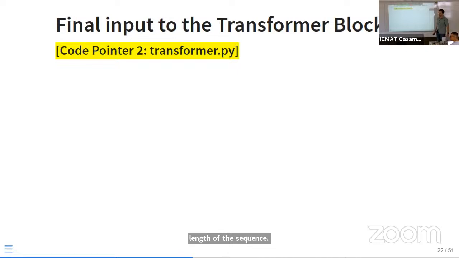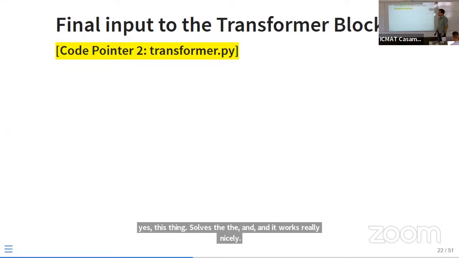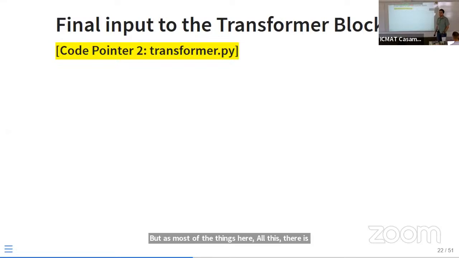Yeah, naively. And I said that it's surprising because just this thing solves the permutation equivariance problem, and it works really nicely. But as with most of the things here, there is almost zero theoretical support for this. It's just trial and error, and that's the reality.